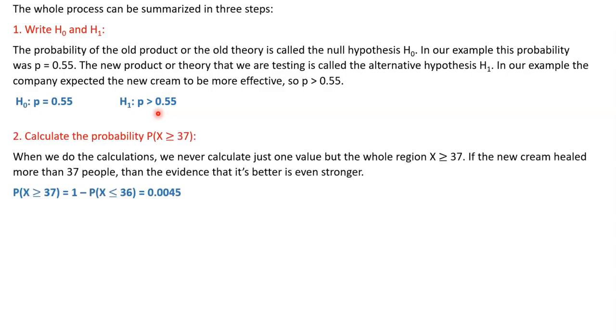Then we calculate the actual probability. And again, when we do calculations, we never calculate just one value, but always the whole region. So in this case, from 37 up till 50.